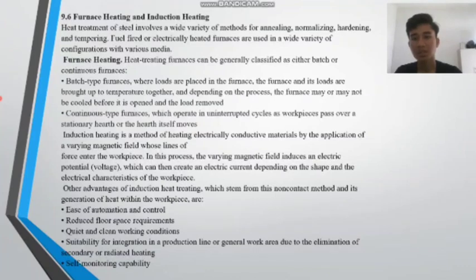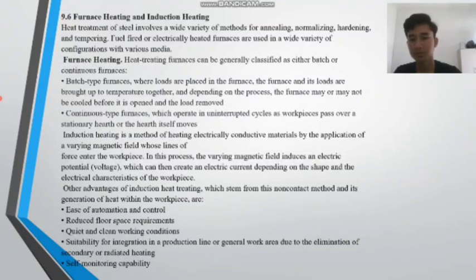Batch-type furnaces, where loads are placed in the unit. The furnace loads are brought up to temperature together, and depending on the process, the furnace may or may not be cooled before it is opened and the load removed. Continuous type furnaces operate in uninterrupted cycles as a workpiece passes over a stationary hearth, or the hearth itself moves.